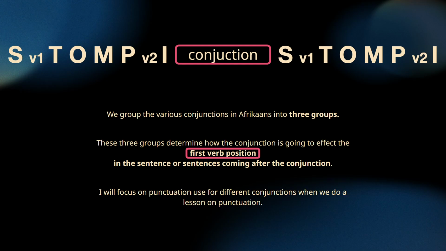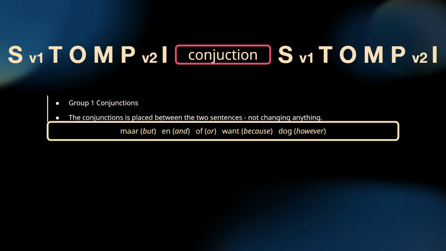I'll focus on the punctuation that's required for each of these in a separate video when we do punctuation. So let's take a look at the first group. Group 1 conjunctions is what we call them. Now, these conjunctions don't change anything. We simply put the conjunction in between our two sentences and nothing changes.